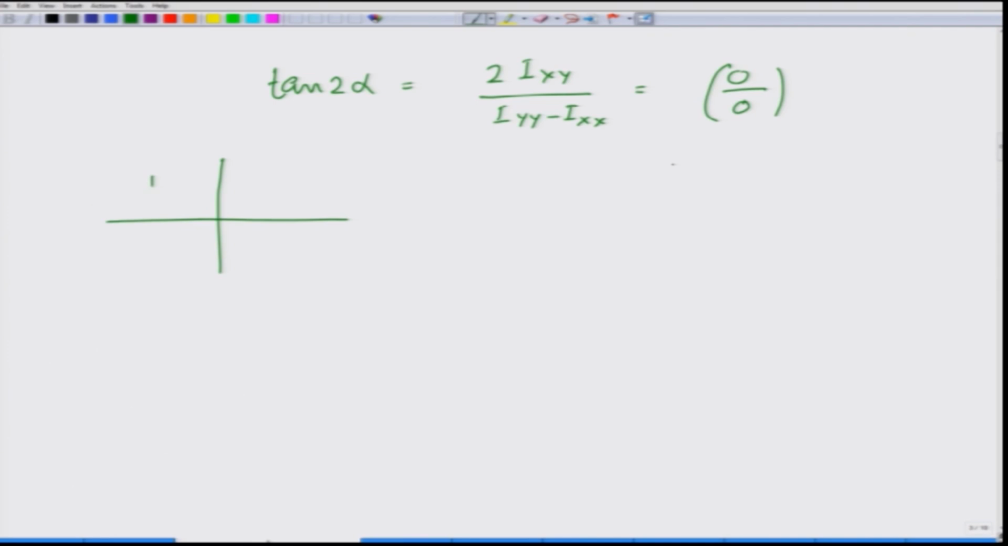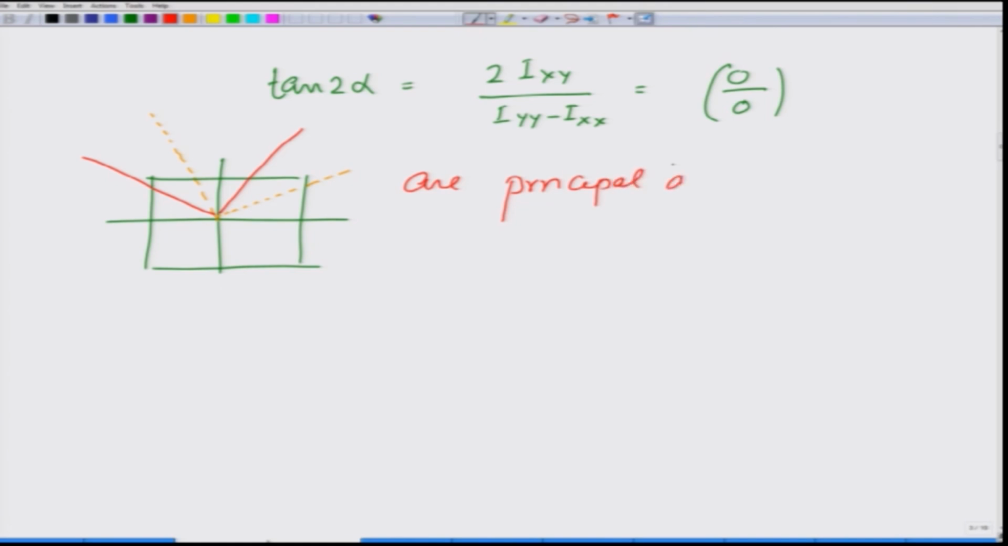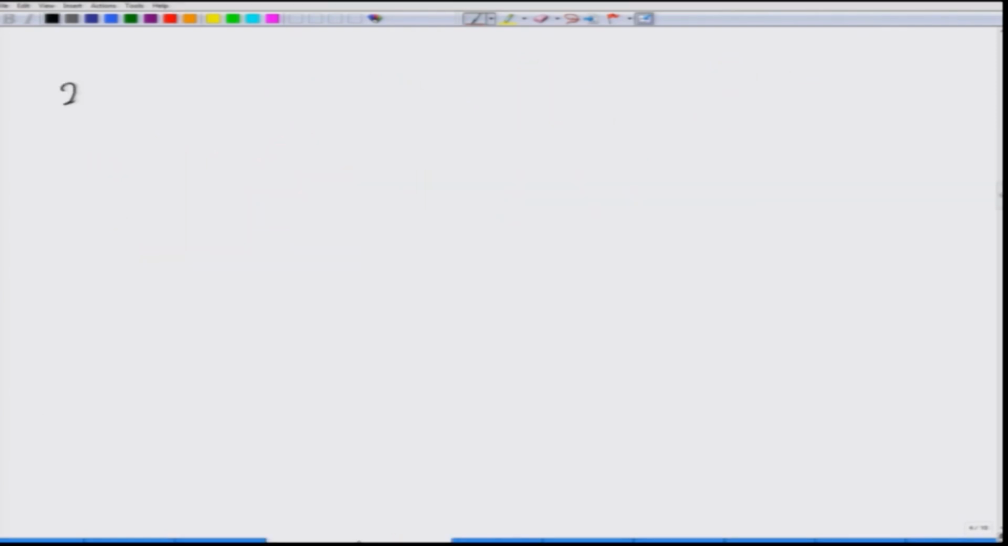Therefore, in a square, any axis at any angle could be this, could be this, all these are principal axes. If the originally chosen xy axes were the principal axes alone, then this would have come out to be 0. Okay, problem number 2.